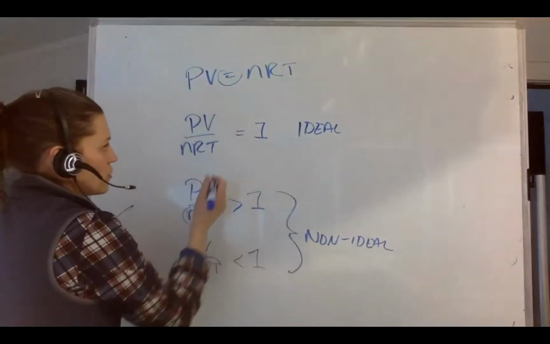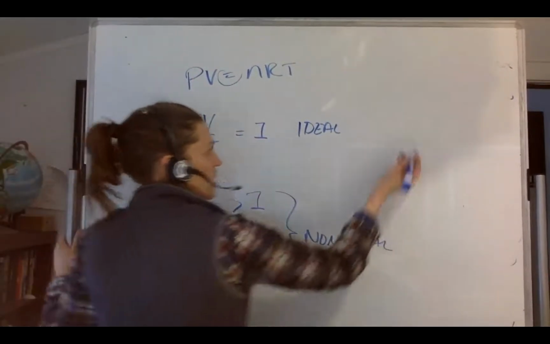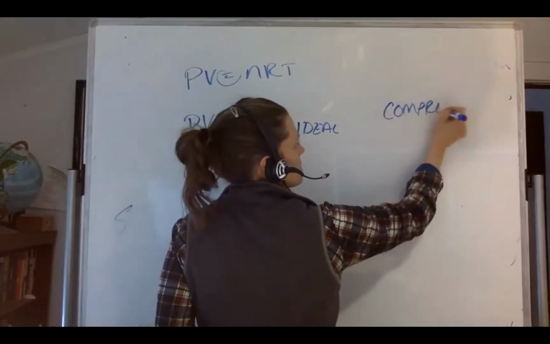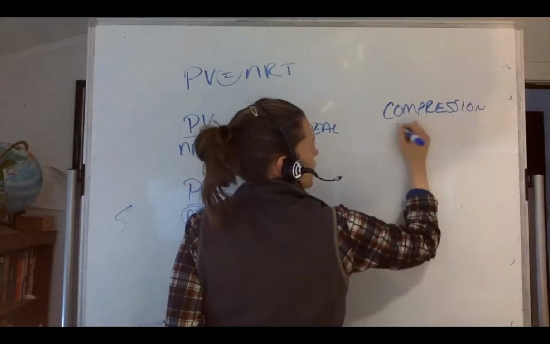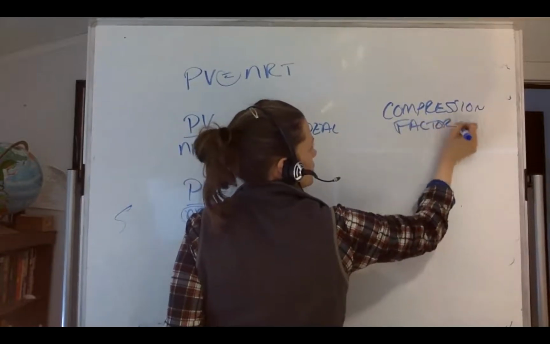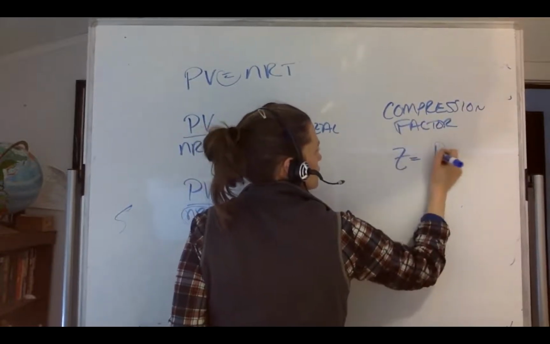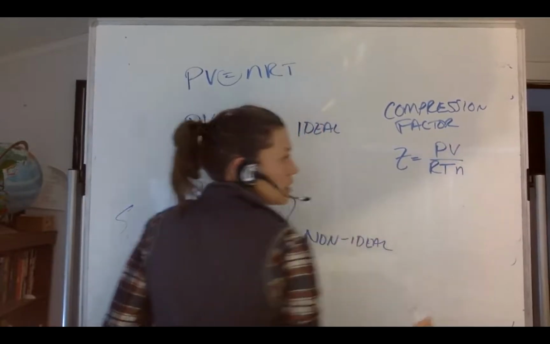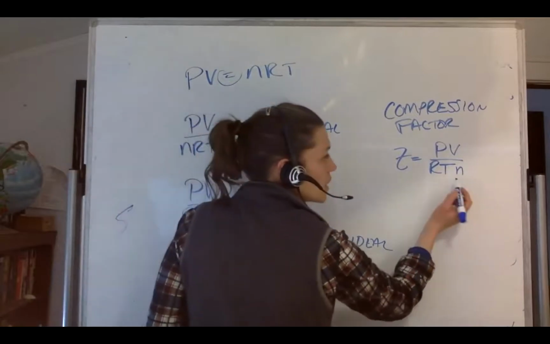And this ratio is called the compression factor. So Z is equal to PV over RTN, and I'm going to do a quick combination.